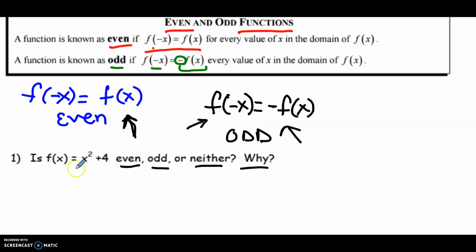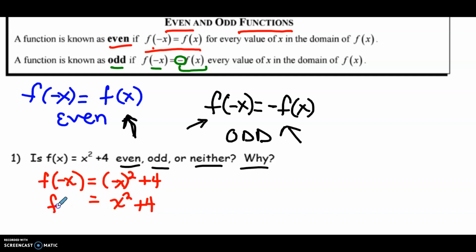So let's check. If I want to know if something's even, odd, or neither, my very, very, very first step will always be the same. It will be my job to plug in f of negative x, plug in negative x, and see what happens. So this is the original. Wherever I see x, I'm taking that x out, and I'm plugging in negative x. And now we simplify. If I take negative x and square it, that becomes positive. Any negative raised to an even power becomes positive. So it's positive x squared, and then I just bring down that constant plus 4, and I'm left with this.